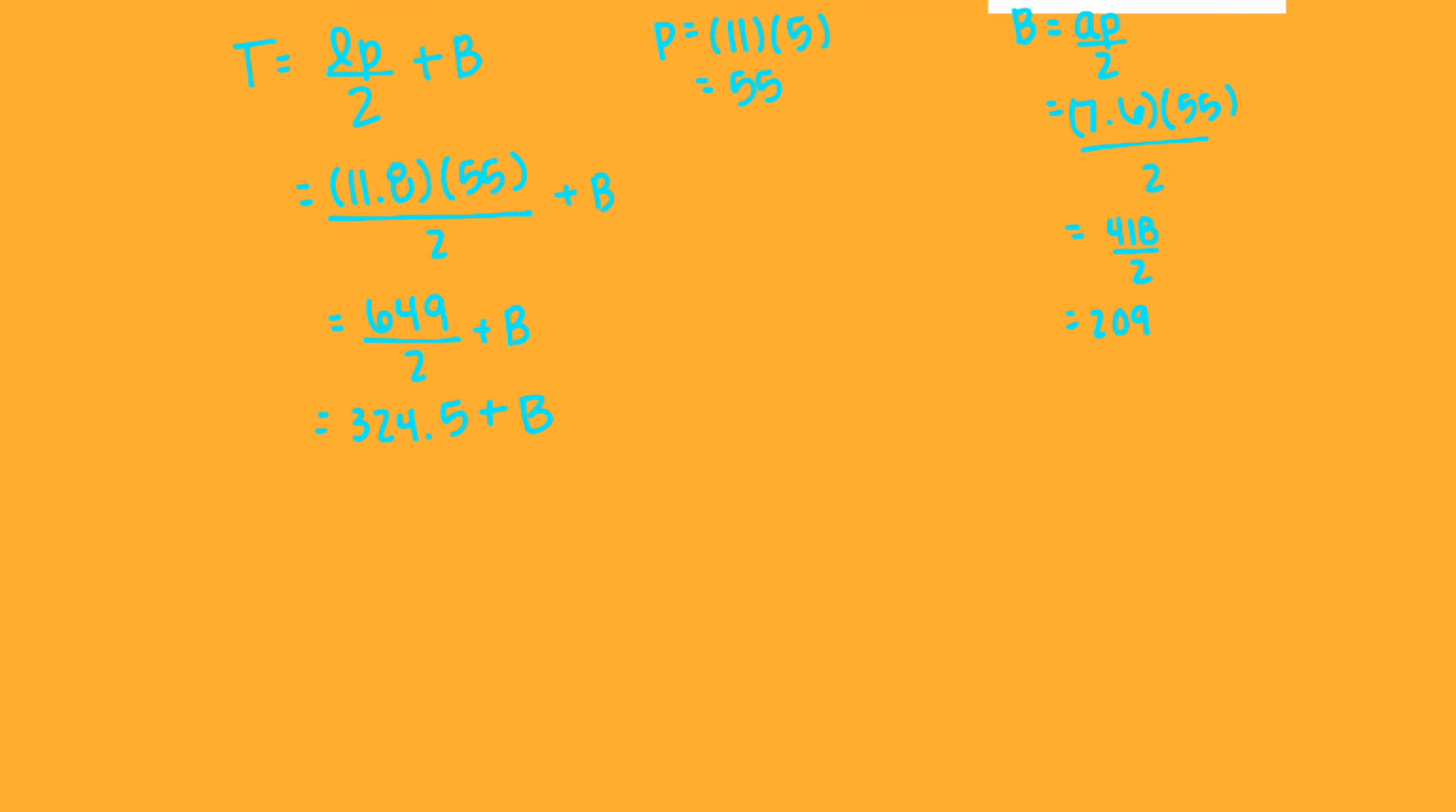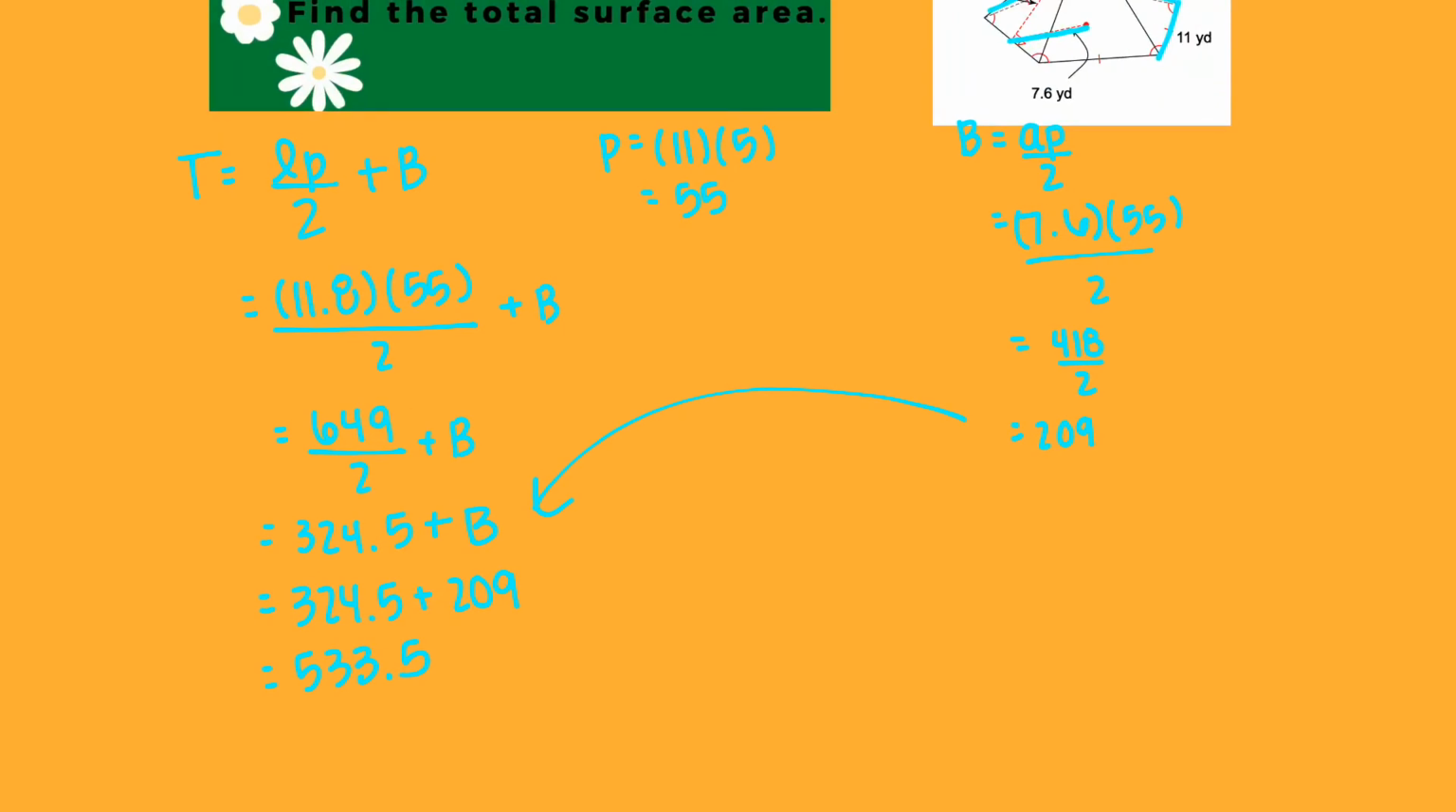So when I come over to my total surface area, again, I have 324.5 plus, I now replace that B with 209. And your final step to find your entire total surface area is to add these together, and you should end up with 533.5, and that is yards squared.